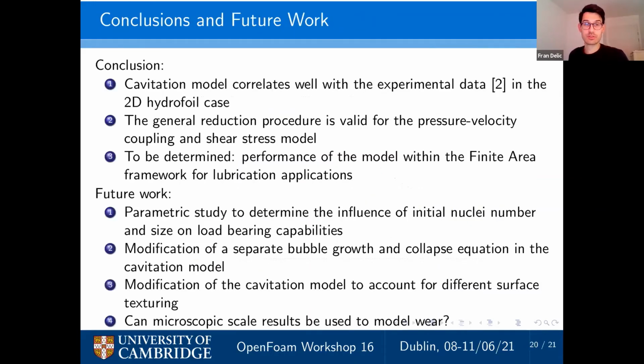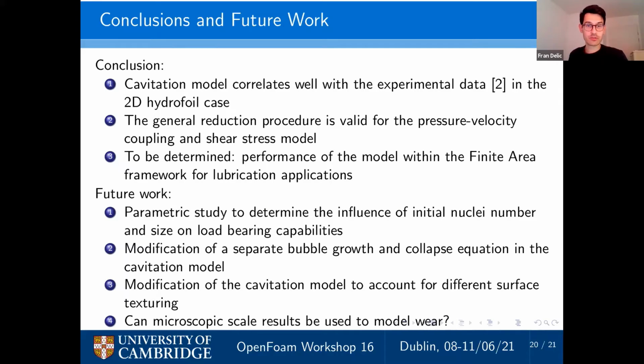So what are the conclusions? A cavitation model correlates well with the experimental data for the two-dimensional hydrofoil case. The general reduction procedure from 3D to 2D is valid for the pressure velocity coupling and the shear stress model. This has been validated. And what I need to validate further is to see if the Schnerr-Sauer model can be used within the finite area method for lubrication applications.